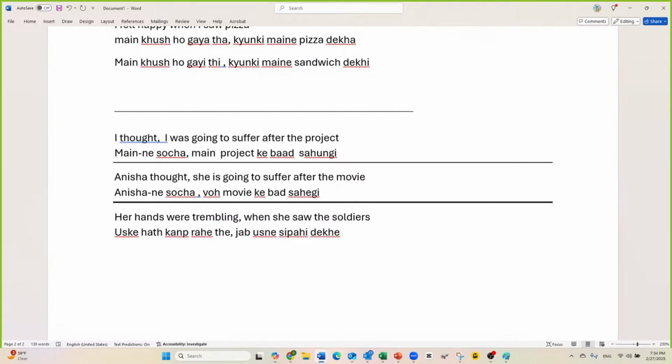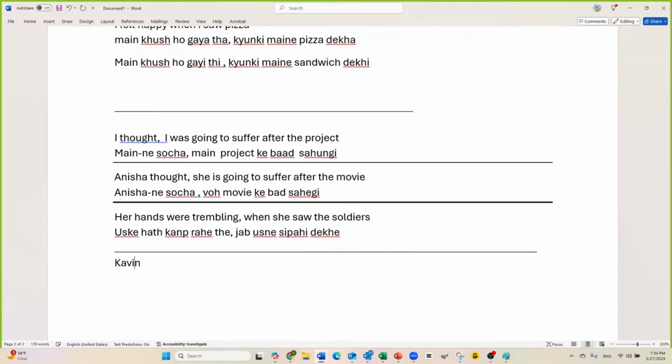Okay, so read this with me. उसके हाथ. Can I try by myself and you can correct me after? Sure, go ahead. Her hands were trembling and she saw the soldiers. उसके हाथ कांप रहे थे जब उसने सिपाही देखे. Very good. Okay, so now Anisha, you are going to give me a sentence.